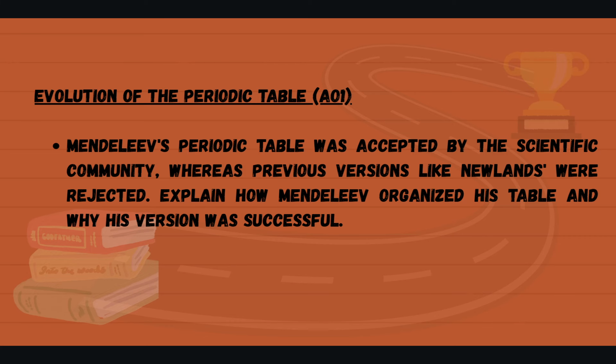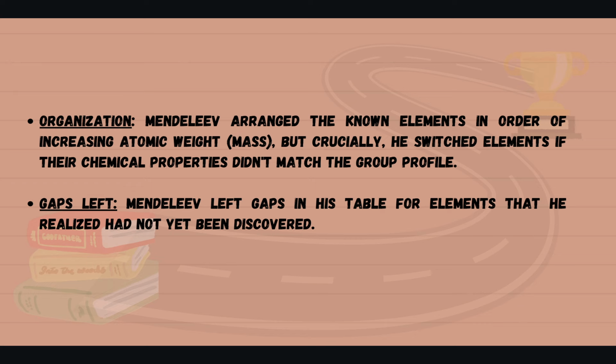Next question is evolution of the periodic table, which is AO1. The question says, Mendeleev's periodic table was accepted by the scientific community, whereas previous versions like Newlands' were rejected. Explain how Mendeleev organized his table and why his version was successful. So, we can say the organization: Mendeleev arranged known elements in order of increasing atomic weight, which is mass, but crucially, he switched elements if their chemical properties didn't match the group profile.